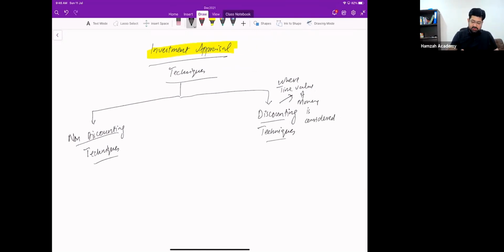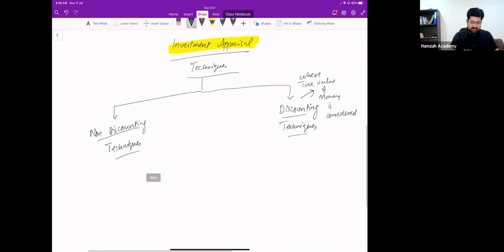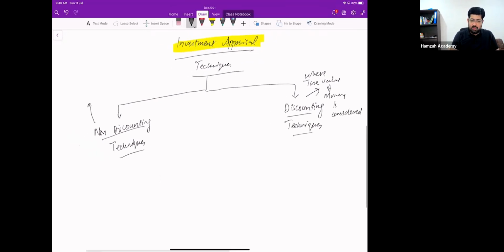And non-discounting techniques are those techniques in which the time value of money is not considered.